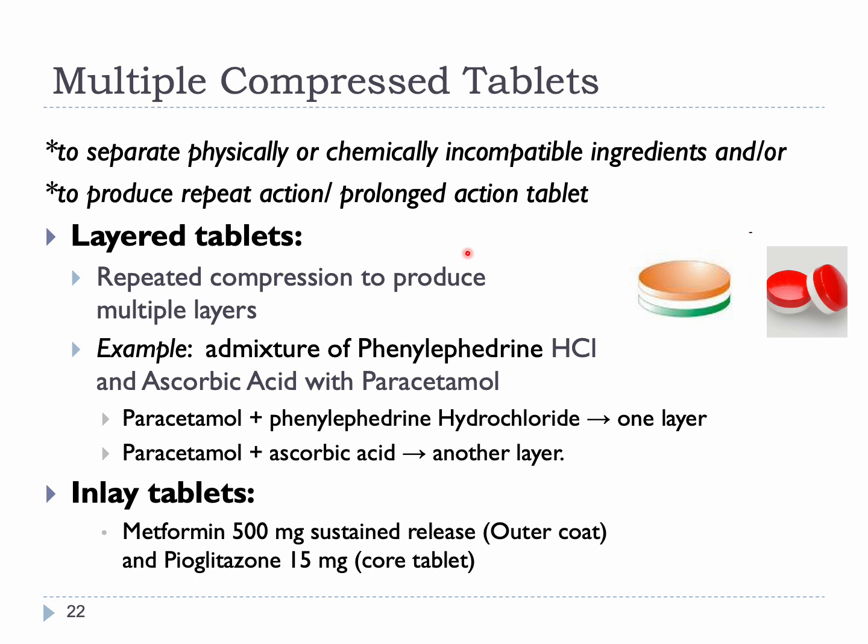Examples of multiple compressed tablets are layered tablets. This is a kind of repeated compression to produce the multiple layers. For example, a mixture of phenylephrine hydrochloride and ascorbic acid with paracetamol. If you mix these together, there can be a physical and chemical incompatibility.